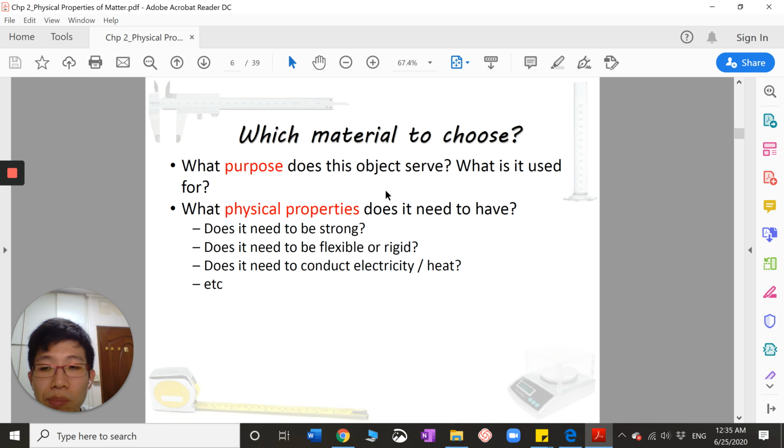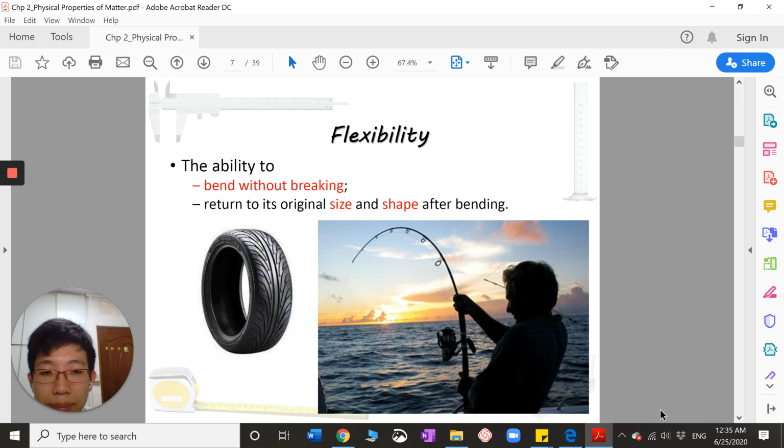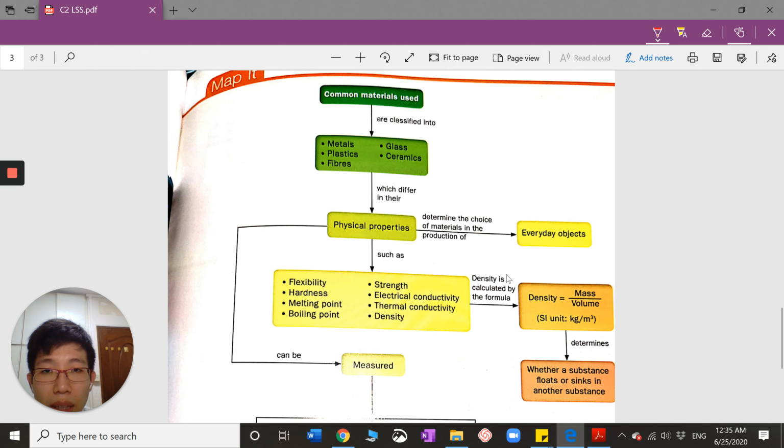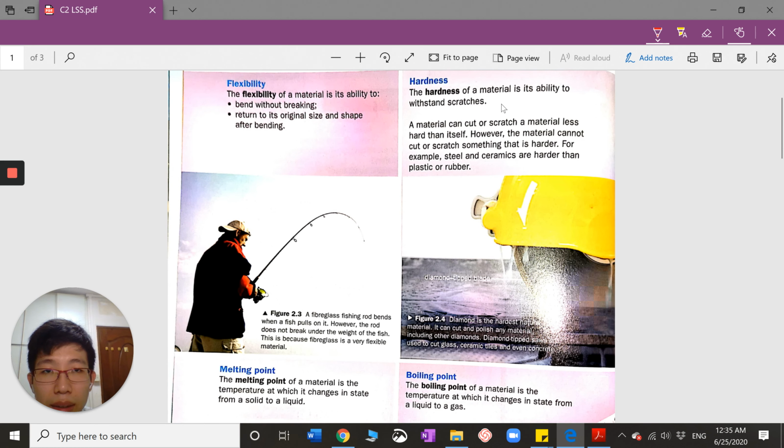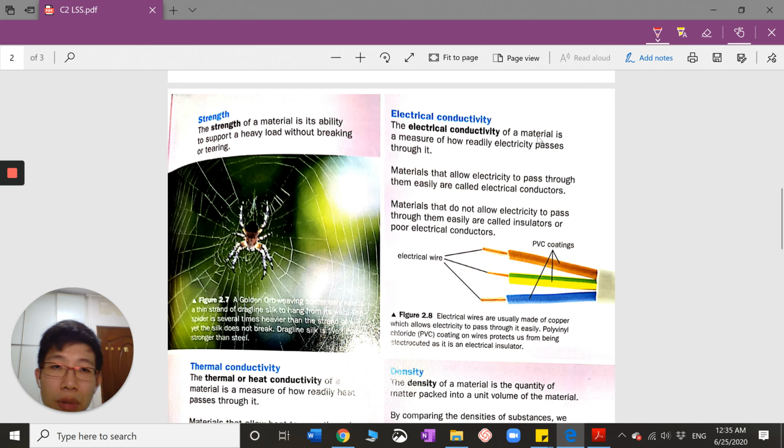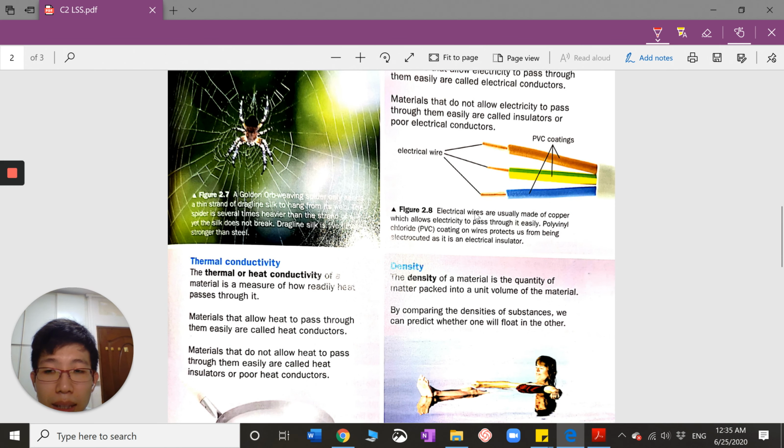What do I mean by that? It's basically all of these physical properties: flexibility, hardness, melting point, boiling point, which are all inside your notes. Strength, electrical conductivity, thermal conductivity, and density. So basically you need to know what each means, so that whenever the question gives you thermal conductivity or electrical conductivity, at least you know what it really means. For electrical conductivity, it just means whether it can conduct electricity or not.